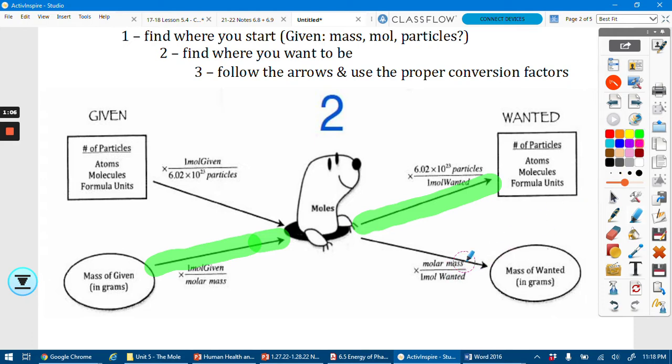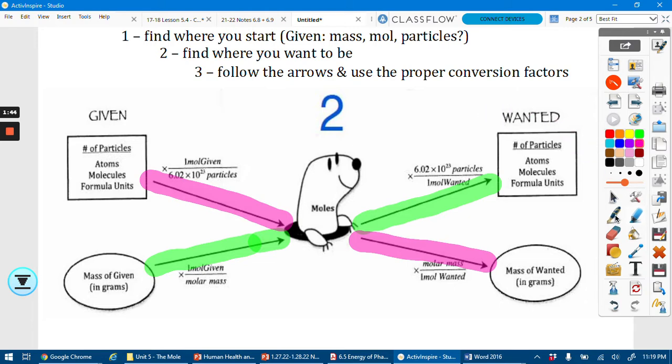And the second pathway that we could take is starting at particles and converting to moles. We did that in lesson 5.2. But then we can also take the moles and convert to mass. So you are not going to go top to top. It's going to be top to bottom or bottom to top on here. So when you're using side 2 of the mole map, there's more steps involved.